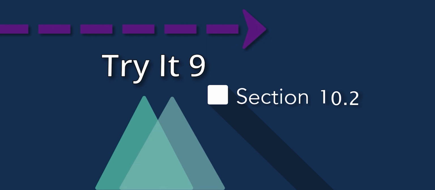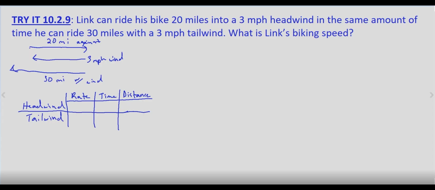In this problem, we're told that Link can ride his bike 20 miles into a 3 mile per hour headwind, which means against the wind. In the same amount of time, he can ride 30 miles with a 3 mile per hour tailwind, or with the wind. And we're asked, what is Link's biking speed?